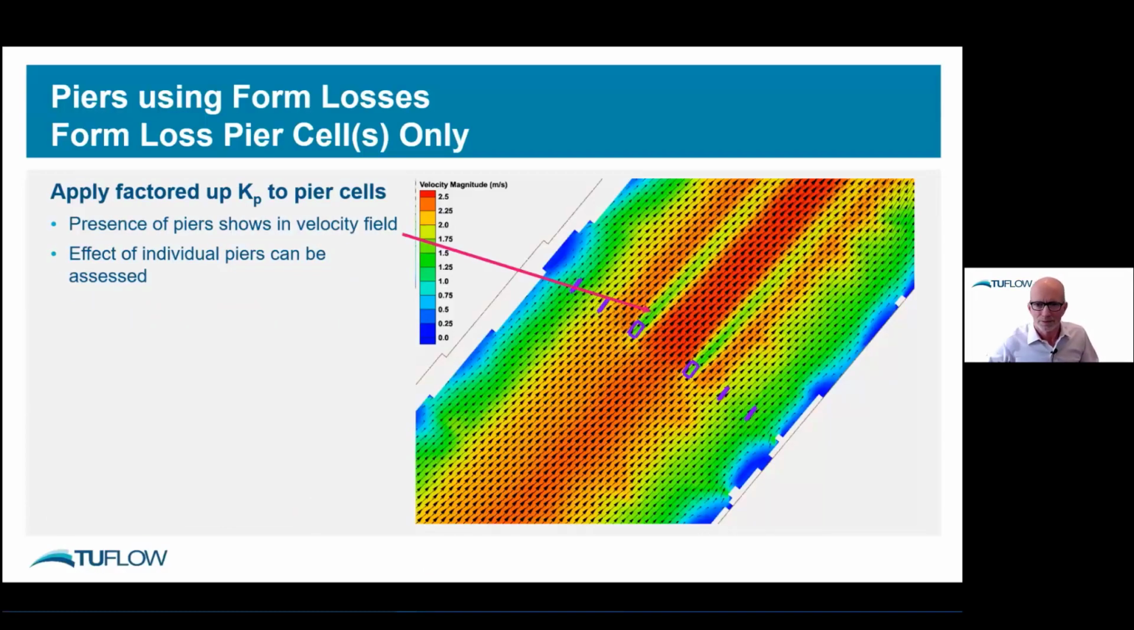And so the results are quite nice in a way. You see a wake forming with that higher KP value on those cells. And what's really nice about this approach is that you can assess the individual effects of piers rather than the whole waterway.